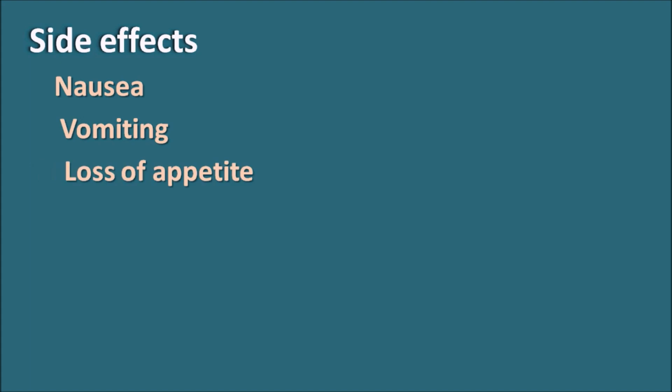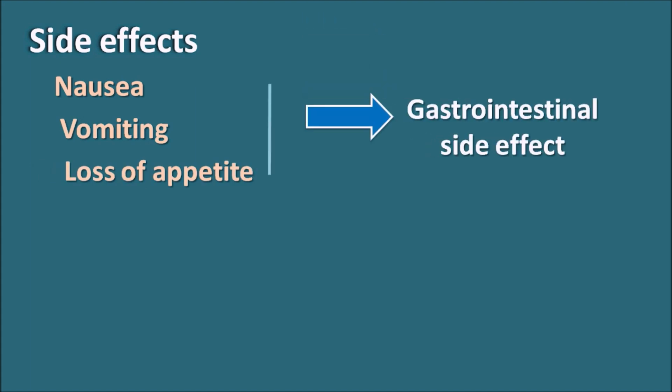Now let us see what the side effects are. Already we have discussed the three important side effects of nitrofurantoin: nausea, vomiting, and loss of appetite. All these three are gastrointestinal side effects that can be observed with nitrofurantoin, and it can also produce headache as well as dizziness in the patients.